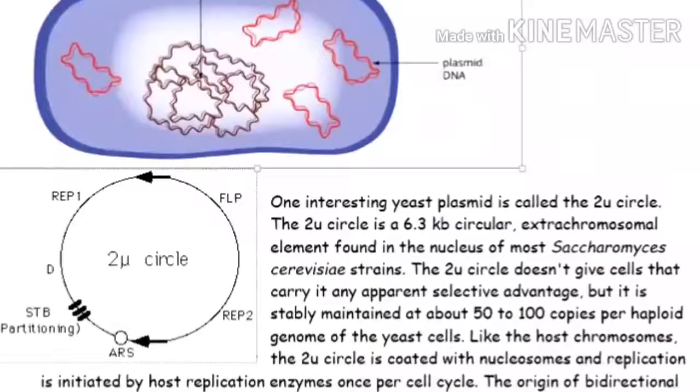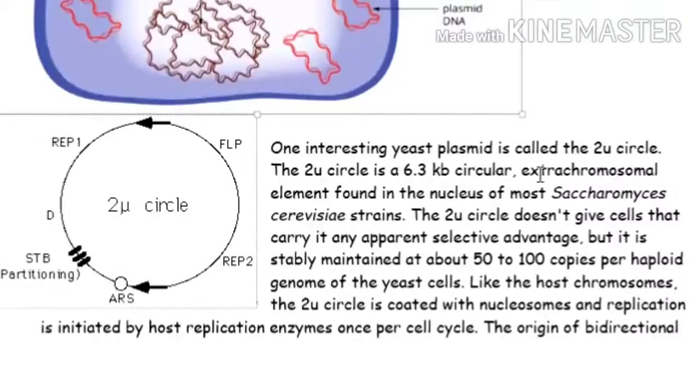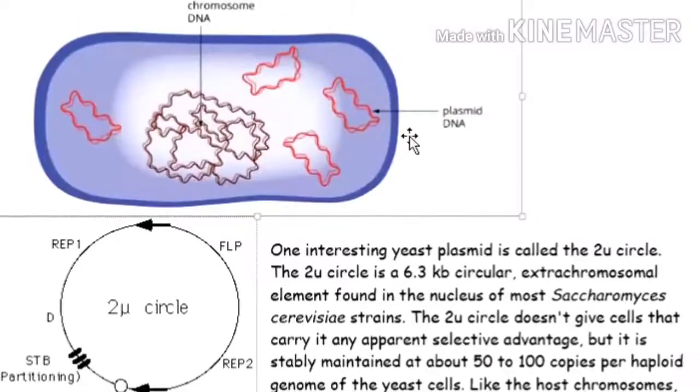Now see, yeast also has a plasmid. You can see in the diagram that it is known as the 2 micron circle, which is nearly 6.3 kilobase pairs. This is also extra genetic material present in the yeast, and the number can go to 50 to 100 copies per cell. And you can see here ARS. ARS means autonomously replicating site. So this is the plasmid which is present in the yeast, and the diagram I have shown above is the diagram of the bacterial plasmid. So I hope up till now your concept is clear.